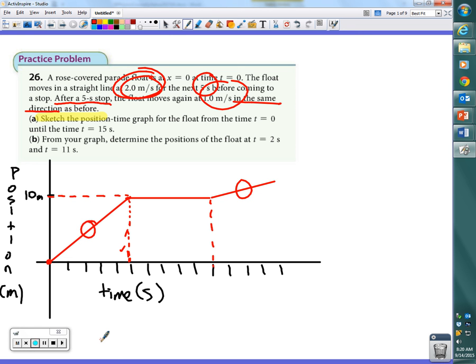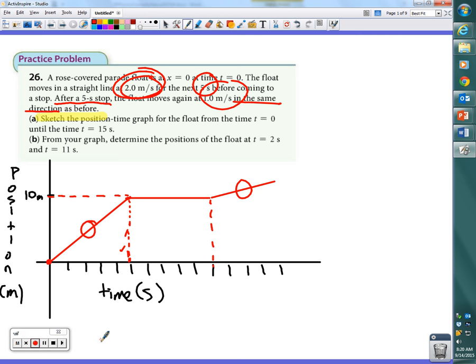Slope can be positive and slope can be negative, just like velocity can be positive and velocity can be negative, right? That tells us whether an object is moving in a certain direction or in the other direction, right? Remember, we use the positive or the negative to indicate direction.